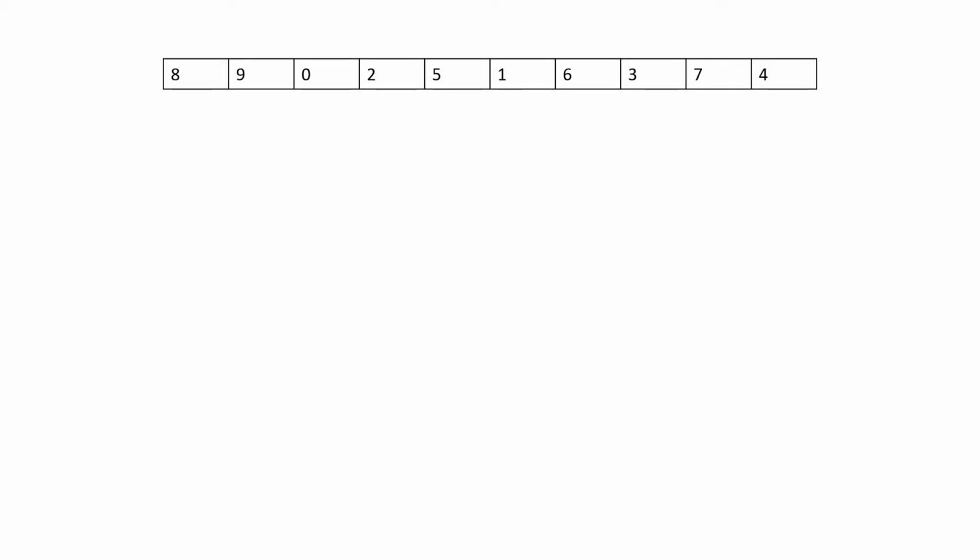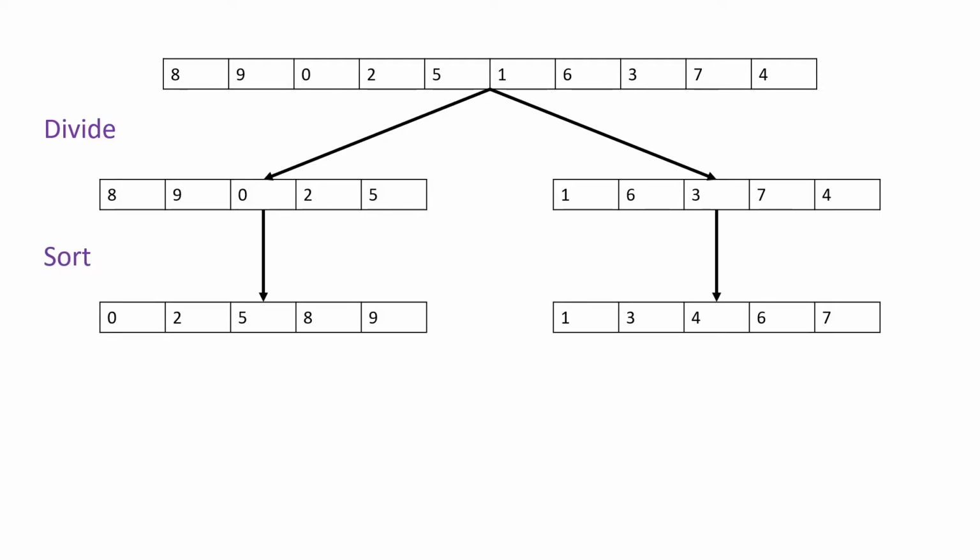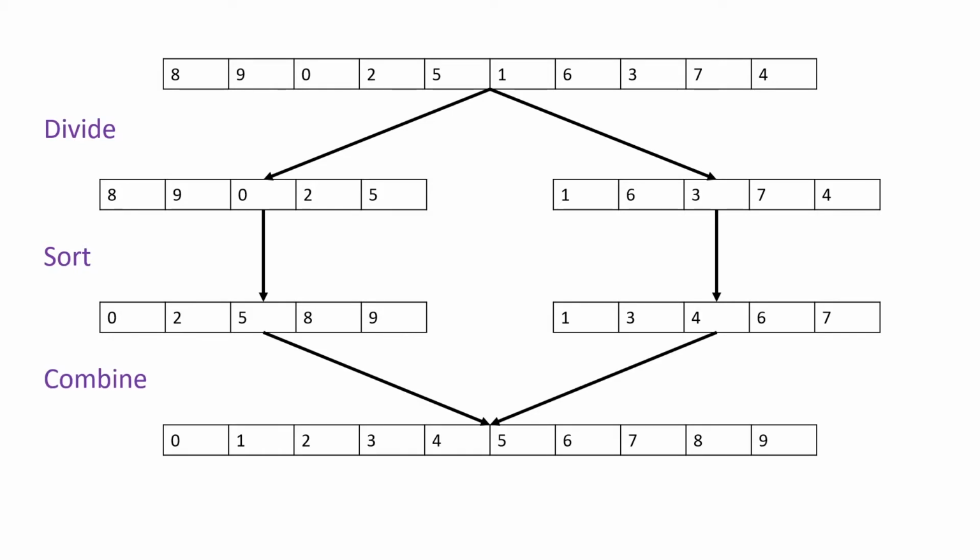So let's start with this array as an example here. We're going to first divide the array into 2 parts for merge sort. Then we're going to recursively sort each part into a fully sorted piece. And then we're going to combine these pieces into a final fully sorted array.